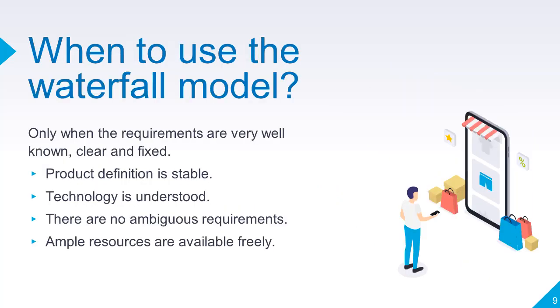When to best use the waterfall model? This model is used only when the requirements are very well known, clear and fixed. Product definition is stable, technology is understood, there are no ambiguous requirements, and ample resources with required expertise are available freely. In the waterfall model, very little customer interaction is involved during the development of the product. Once the product is ready, only then can it be demonstrated to the end users. Once the product is developed, if any failure occurs, the cost of fixing such issues is very high because we need to update everything from documents to the logic.